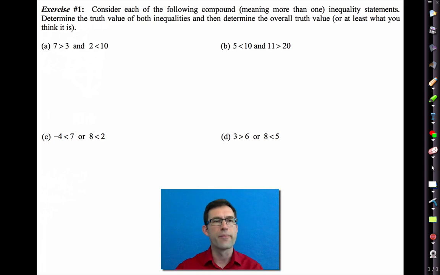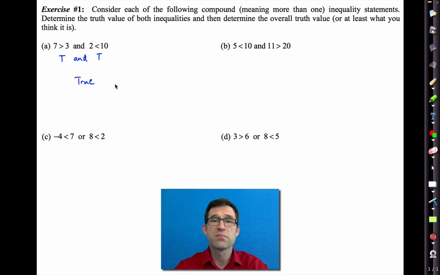All right, let's go through them. Letter A, 7 is greater than 3. Well, that's true. 2 is less than 10. Well, that's true. So if this is true and that's true, then overall, this is a true inequality, right? It's kind of like saying to a friend of mine, hey, it's Saturday today and it's raining. The only way that statement is going to be true is if both of the things I said were true.